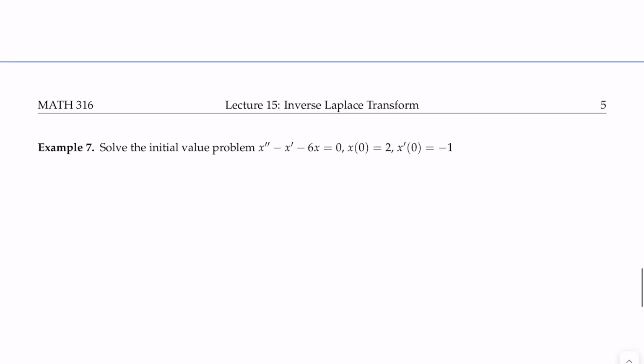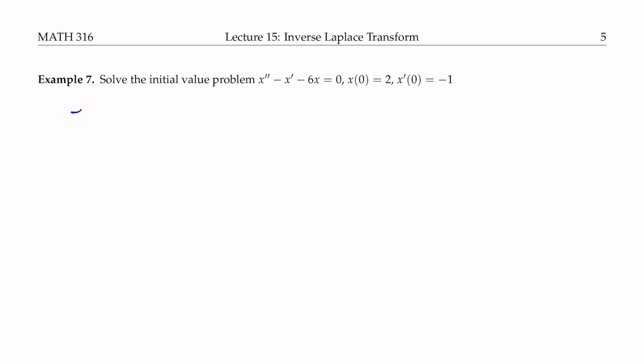Okay, let's move on to number 7. Very similar problem. You have the initial value problem, and you can solve it using Laplace transform. This initial value problem is easy enough that you can just use the method of characteristics to solve for the solutions of the non-homogeneous differential equation. But for this problem, we're going to use Laplace transform and then later inverse Laplace transform to find the solution.